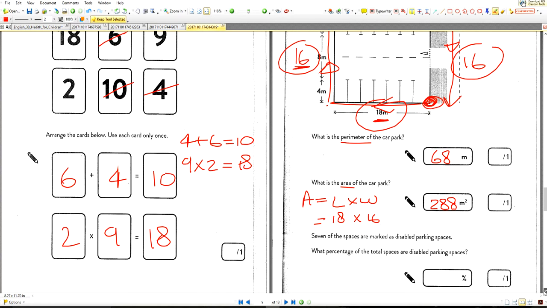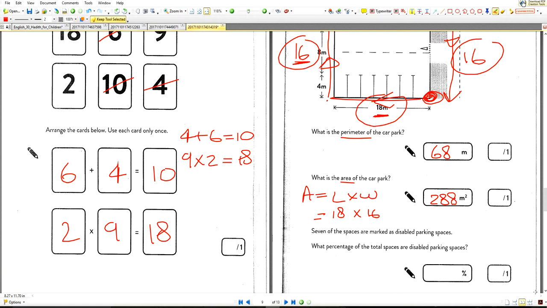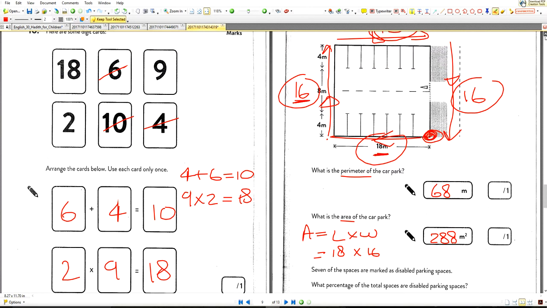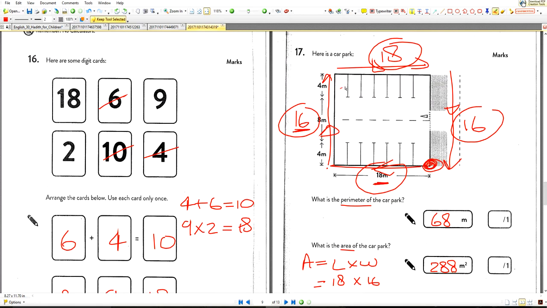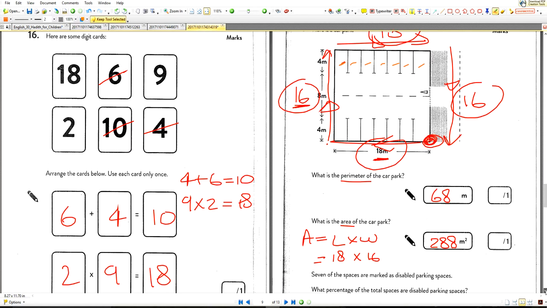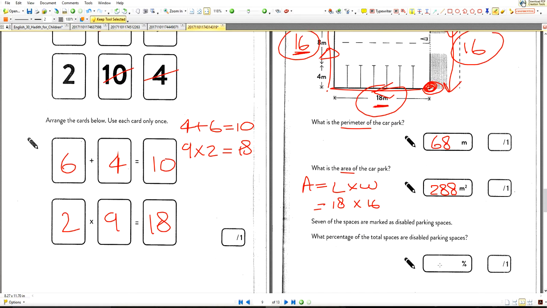7 of the spaces are marked disabled parking space. What percent of the total spaces are disabled parking spaces? So let's have a look. Okay, let's change color. We have 1, 2, 3, 4, 5, 6, 7. So we have 7 on the top, 7 on the bottom. So that's 14 parking spaces altogether, and 7 of them are disabled.